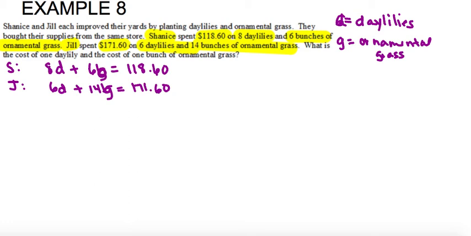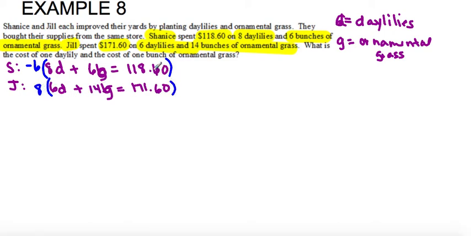Okay, so we can see that both equations are in standard form. Easiest method to use here is probably elimination. And we can eliminate D. So in order to eliminate D, I'm going to multiply the top equation by -6. And I'm multiplying the bottom equation by 8.